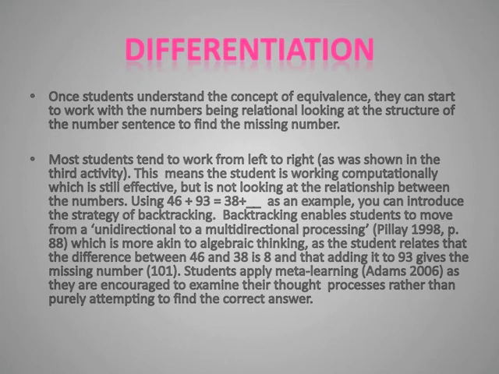Backtracking enables students to move from a unidirectional to a multidirectional processing, which is more akin to algebraic thinking, as the student relates that the difference between 46 and 38 is 8, and that adding it to 93 gives the missing number. Students apply meta-learning as they are encouraged to examine their thought processes rather than purely attempting to find the correct answer.